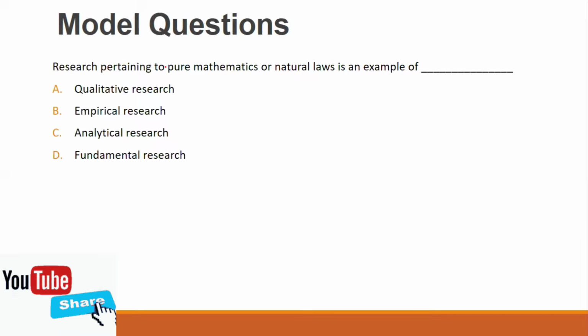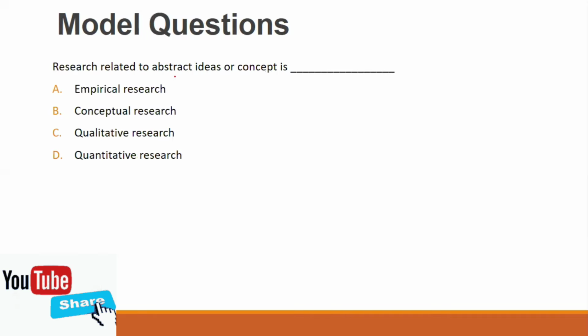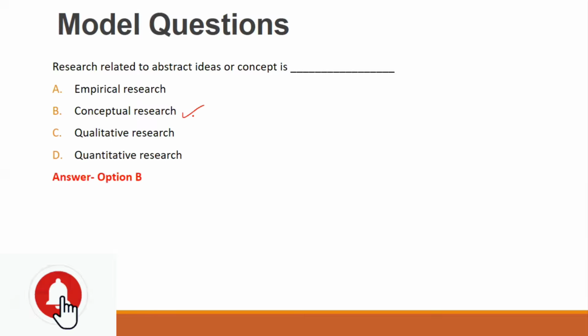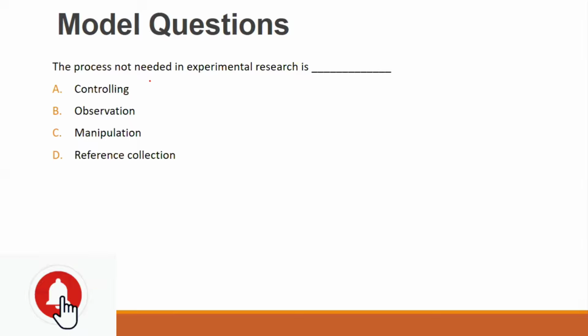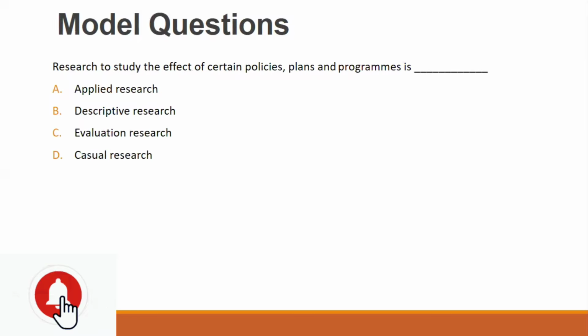Then research pertaining to pure mathematics or natural laws is an example of which research? Fundamental research. Then research related to abstract ideas or concept is related to which type of research? Conceptual research. Then descriptive research is also known as statistical research. Then the process not included in the experimental research is reference collection. Then research to study the effect of certain policies, plans and programs is evaluation research.